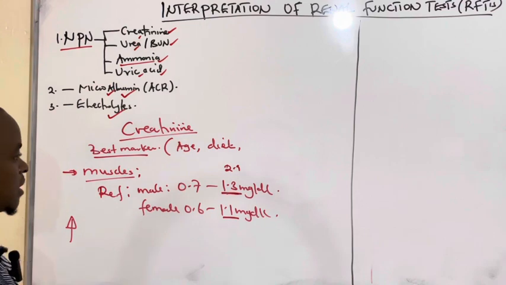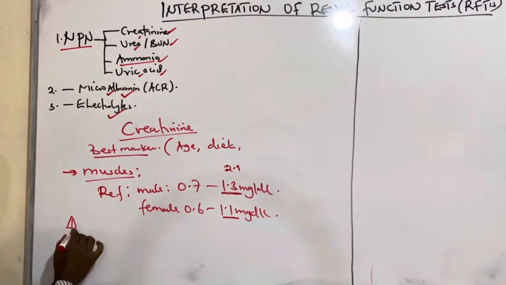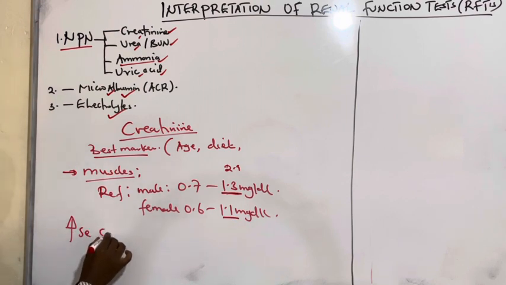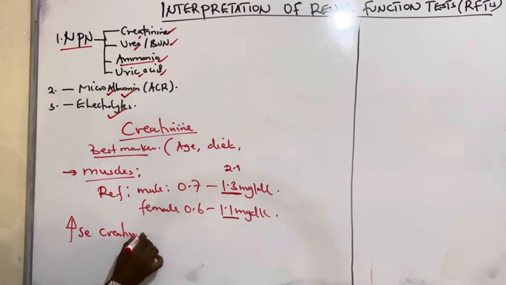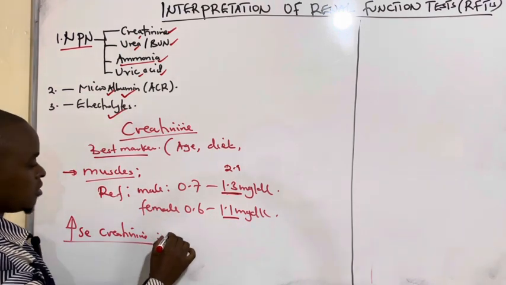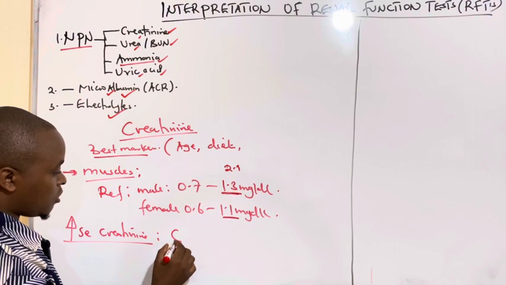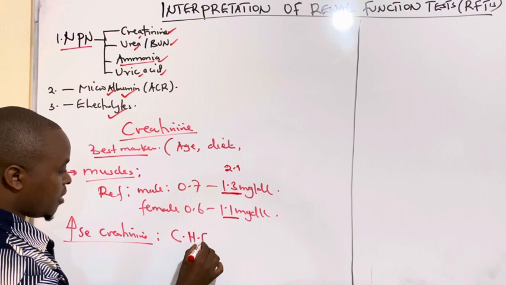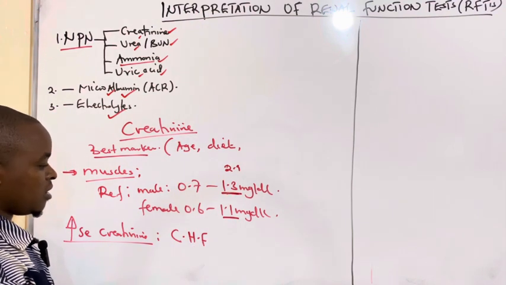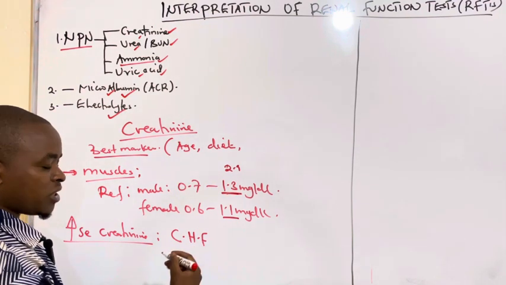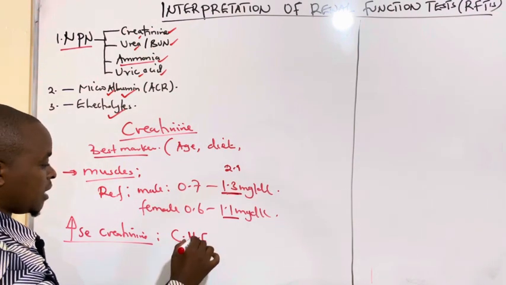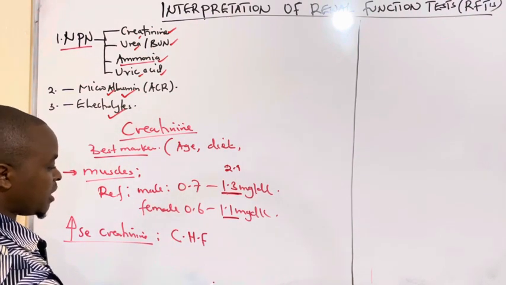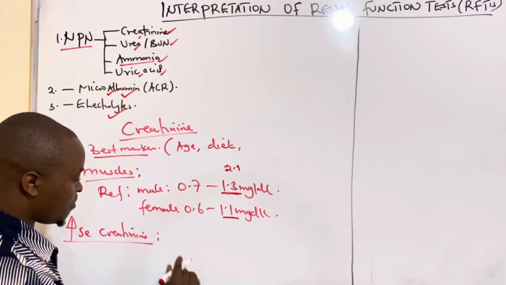And when you find it is 3 times or 2 times the upper limit, an increase in creatinine levels, you can suspect conditions like congestive heart failure, which can lead to decreased blood flow to the kidney. That is, so we see majorly hypoperfusion. You can say hypoperfusion.